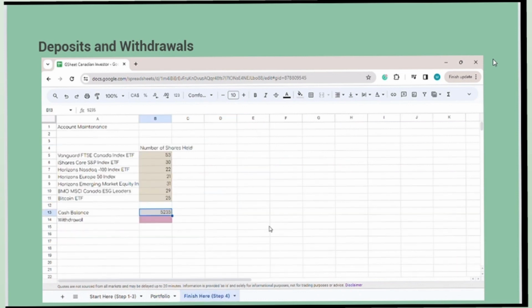Suppose I need to make a withdrawal of $5,000. I input the amount in the withdrawal field, and the portfolio tab will show me what to sell. Remember to erase this field when you have completed the withdrawal.